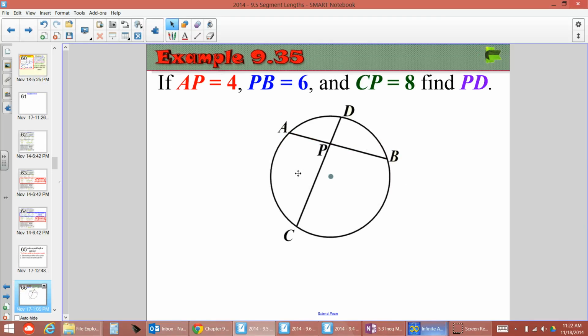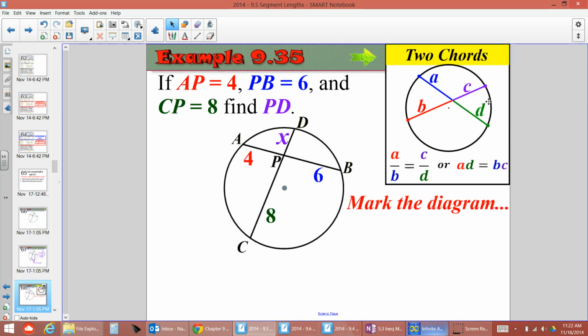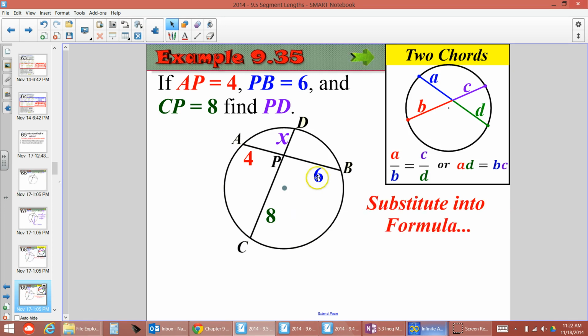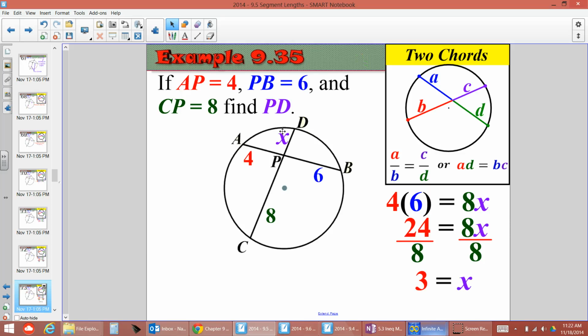So here it says find PD. When it says find PD, that means that we're going to take segments. I want each piece. I label them accordingly. I've got 4, x, 8, and 6. I'm going to go ahead and substitute in the formula. I like to do the multiplication formula. It's easier for me because I just know that I take one part of the chord times the other part equals one part of the chord times the other part. That ends up with 24 equals 8x, divide both sides by 8, and I end up with 3 equals x. So this should be in your notes if you want extra credit.